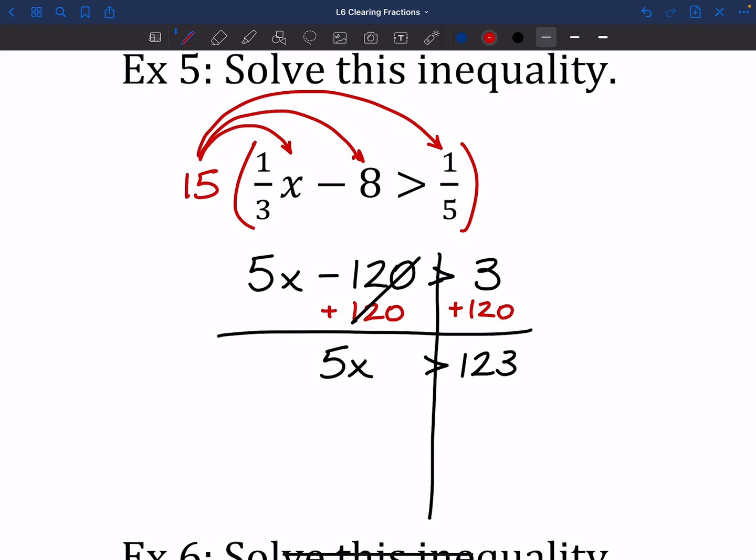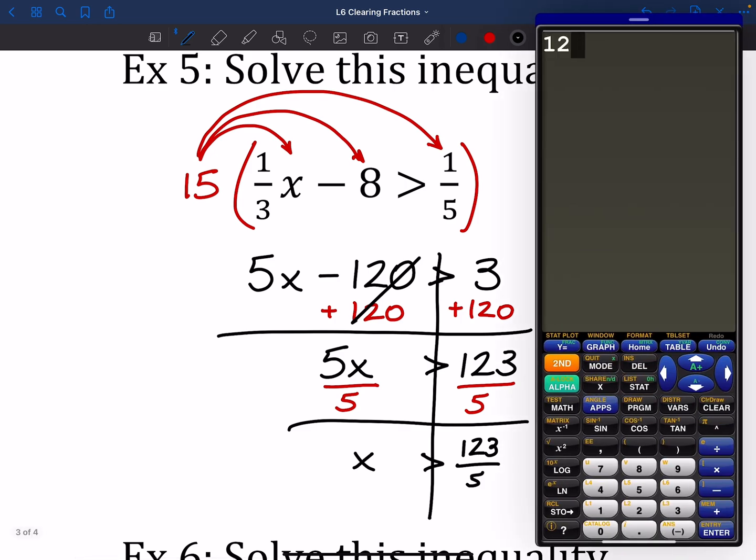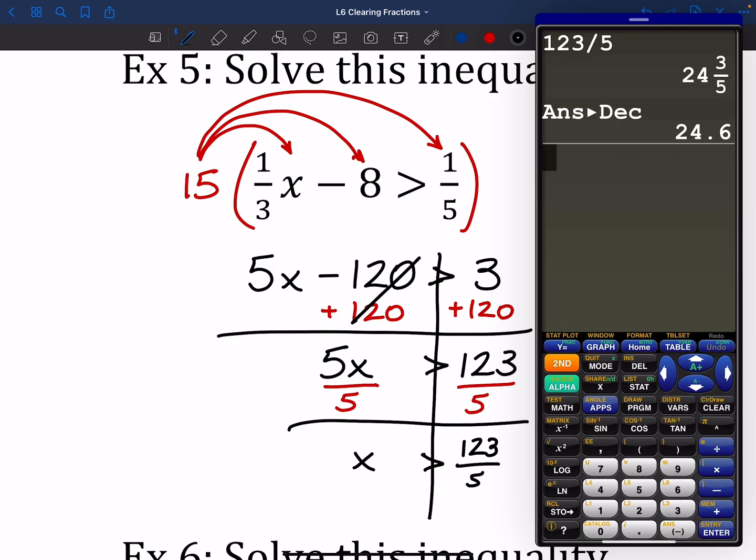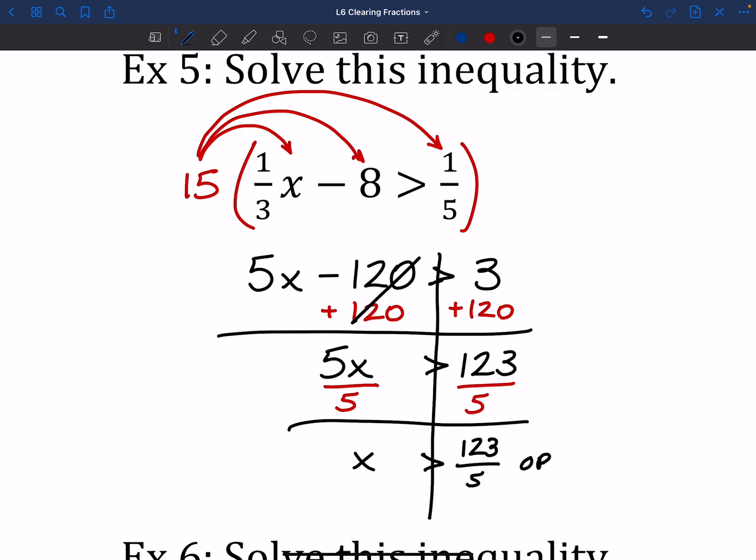And then to get rid of that 5, what we need to do is divide by 5 on both sides. So we're going to get that x is greater than 123 divided by 5, right? We can leave it as 123 divided by 5 if we wanted to. Let's see what that actually comes out to be. Let's turn it into a decimal. 24.6. All right, so if you like using a calculator to get an actual decimal answer, perfectly fine. If you want to leave it as a fraction, you don't have a calculator handy, no worries.